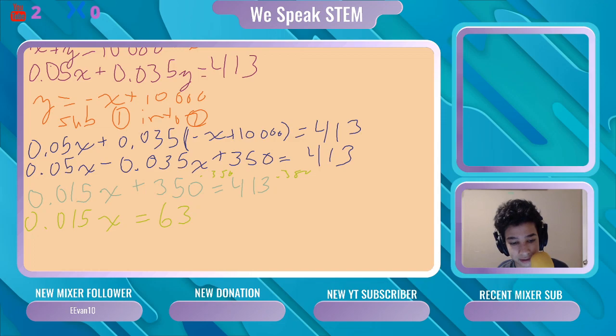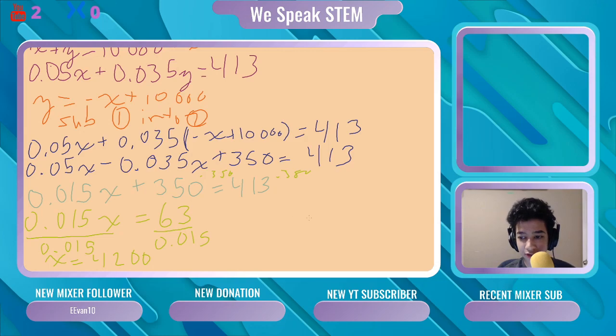And then, because that's a decimal, divide by 0.015. Divide this by 0.015. And x equals 4,200.